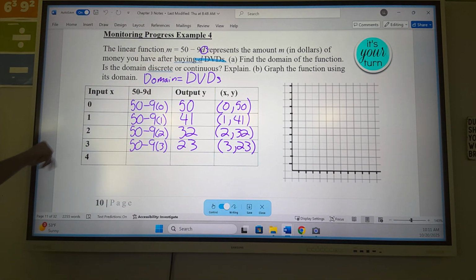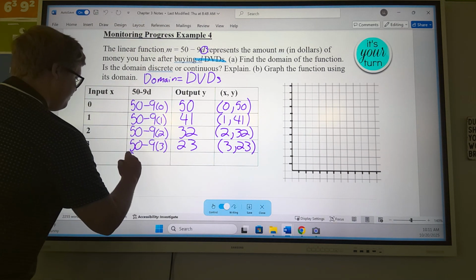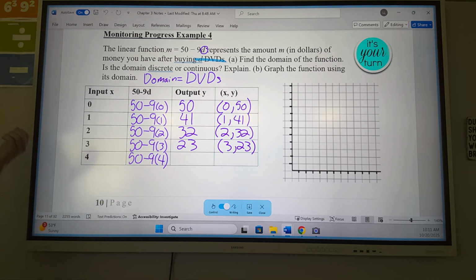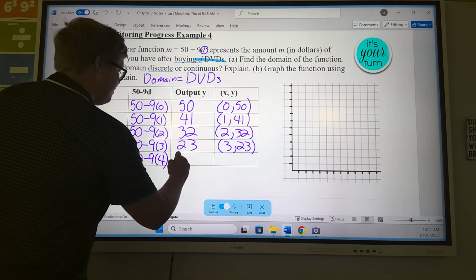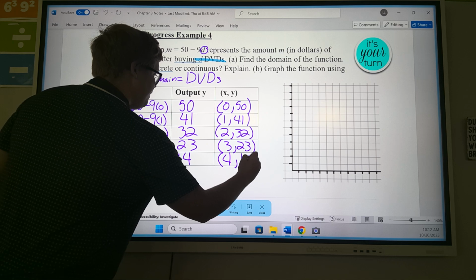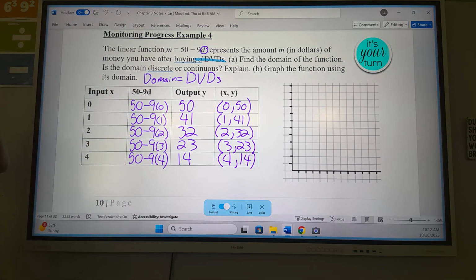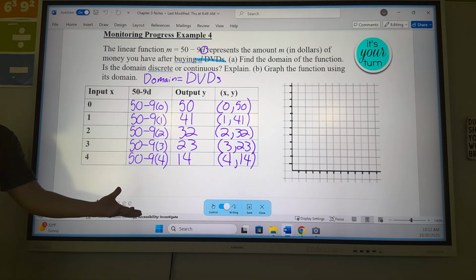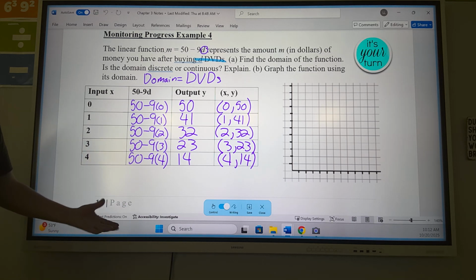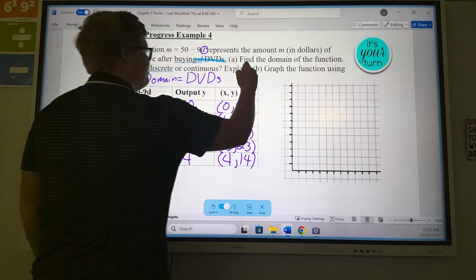And 4. 50 minus 9 times 4. 9 times 4 is 36. 50 minus 36 is 14. So when x is 4, y is 14. Okay, we've learned some things from this. First of all, our domain is going to be discrete because you can't break a DVD in half and sell it to somebody. I mean, you could, but you'd be a real jerk because they're not going to be able to use it, right? So we know it's discrete.